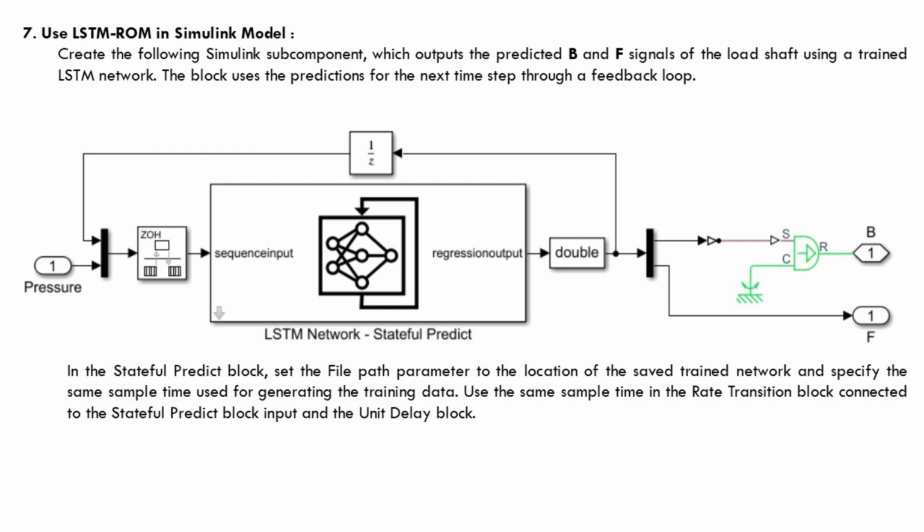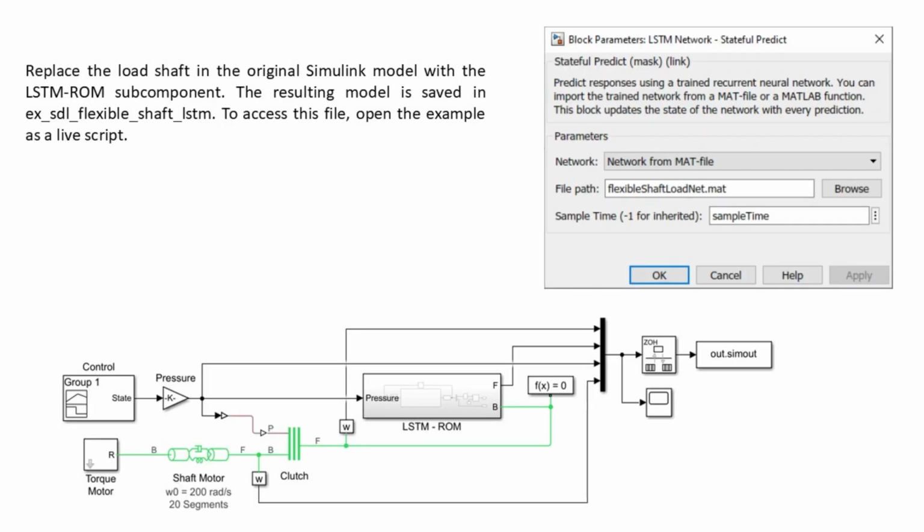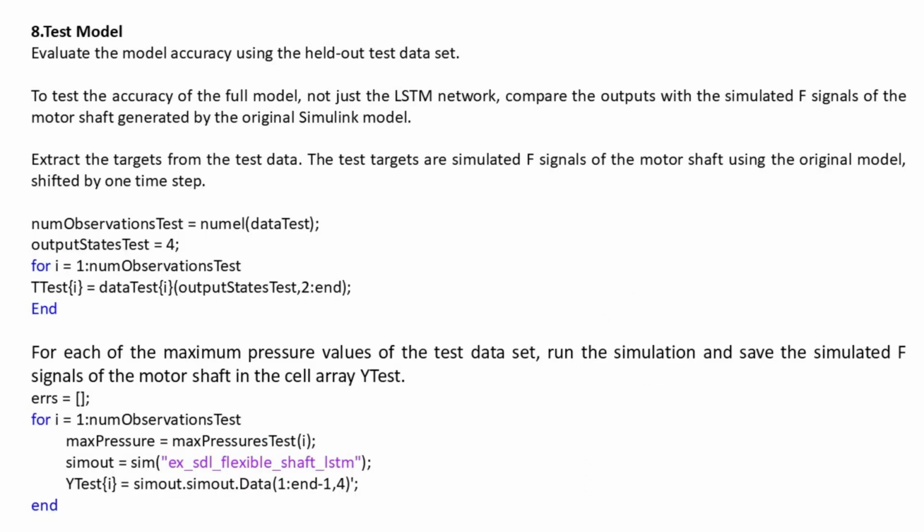Use the same sample time in the rate transition block connected to the stateful predict block input and the unit delay block. Replace the load shaft in the original Simulink model with the LSTM ROM subcomponent. The resulting model is saved in ex_SDL_flexible_shaft_LSTM. Test model. Evaluate the model accuracy using the held-out test data set.